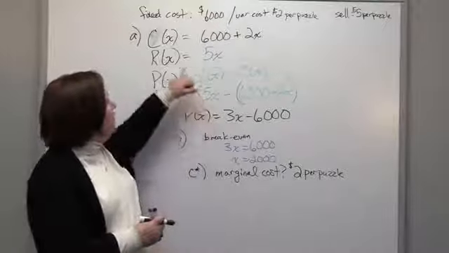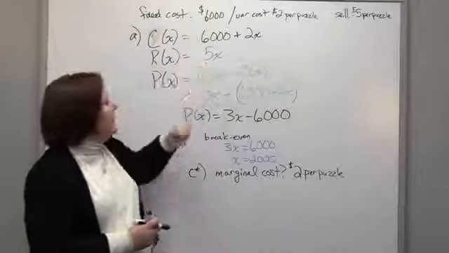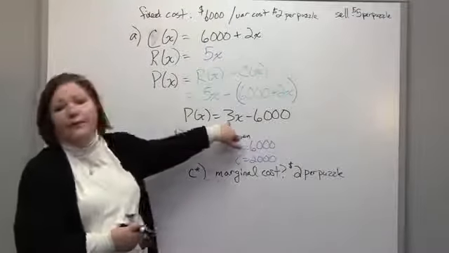And so for marginal revenue, we would have 5, and for marginal profit, we would have 3.